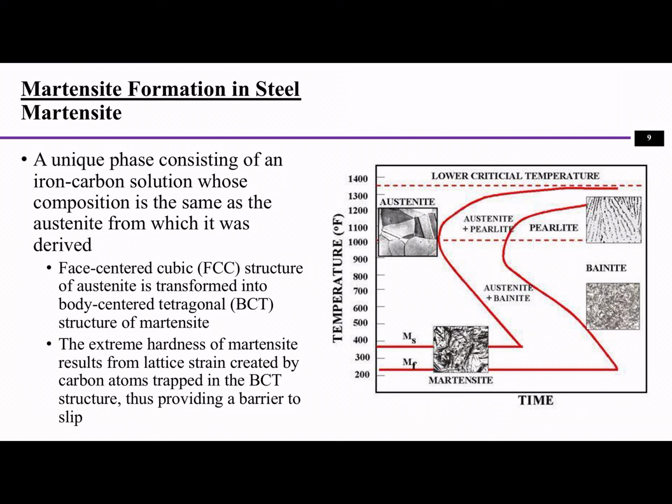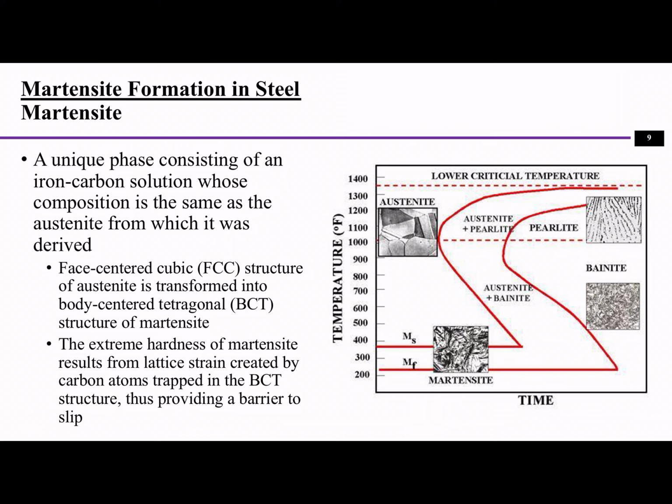Then we talked about martensite. What is martensite? You can see from this picture that there are different structures for the steel carbon phases at different times and temperatures. And the austenite is a unique phase, actually consisting of an iron carbon solution.